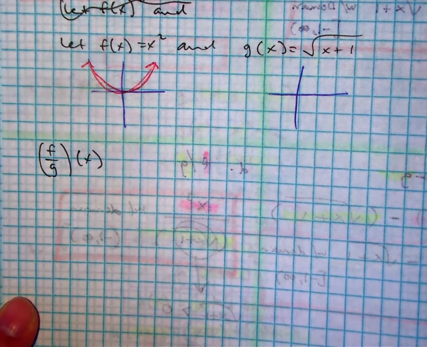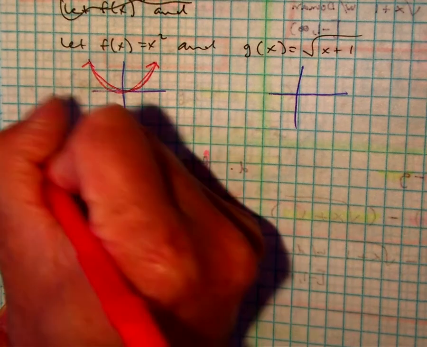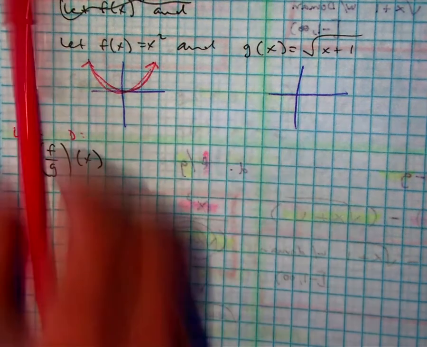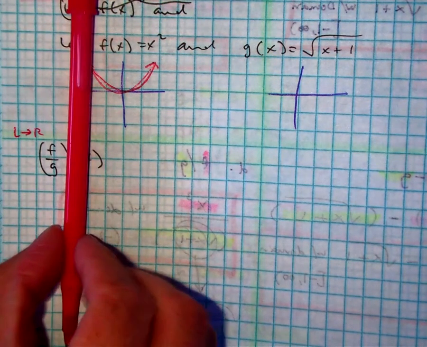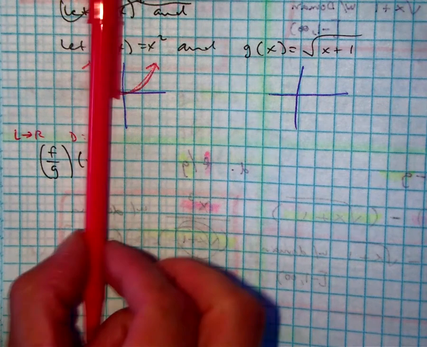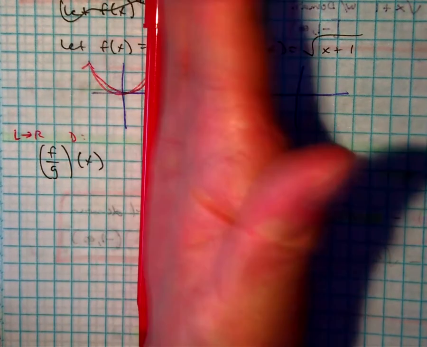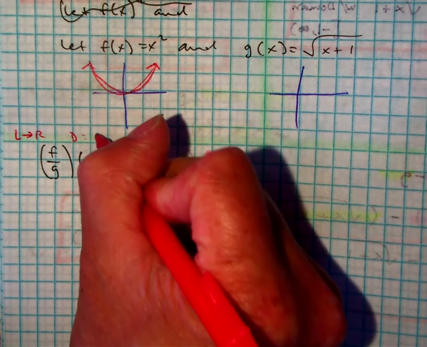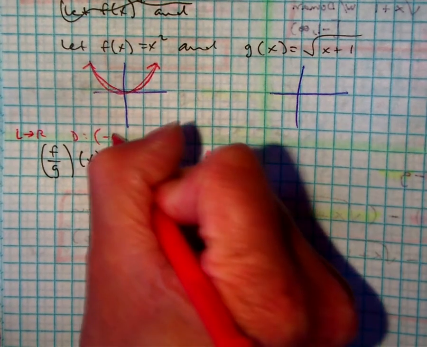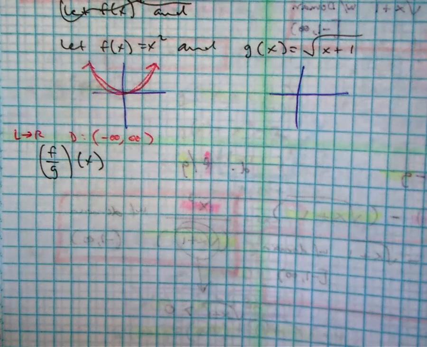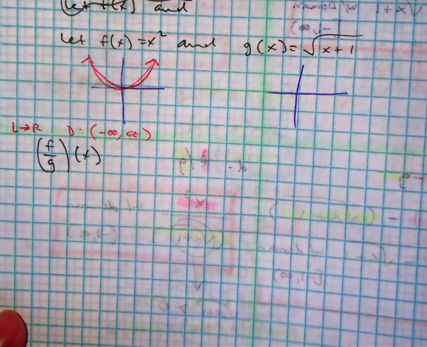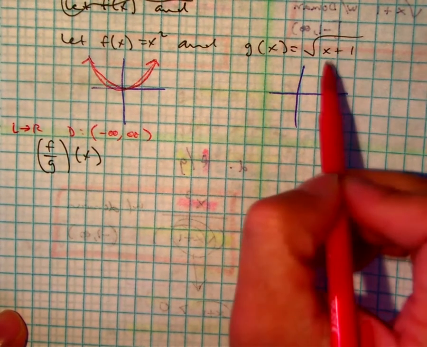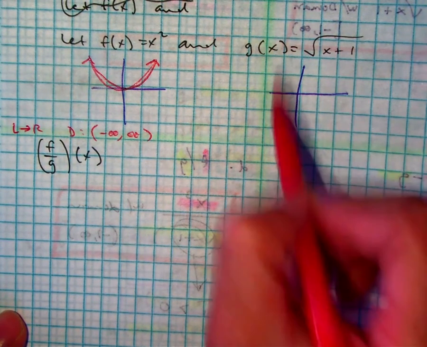Remember, domain is going in which direction, class? Left to right. As I move, this graph is going to include all the negative numbers on the x-axis. It'll also include all the positive numbers. So my domain is what? Negative infinity, positive infinity.